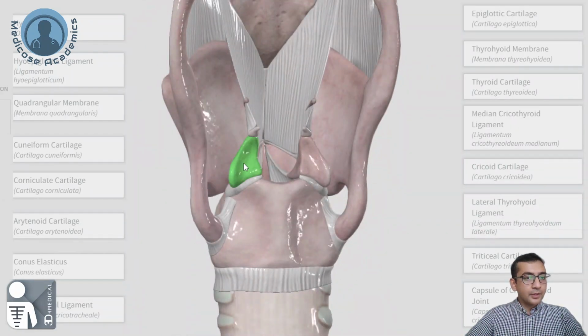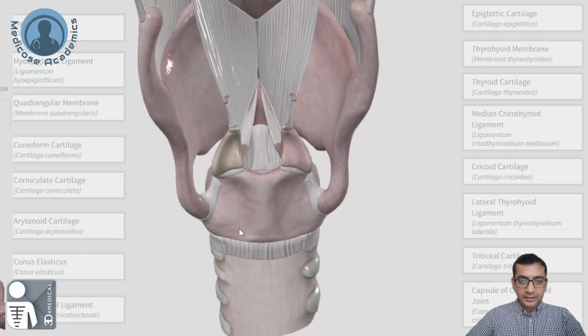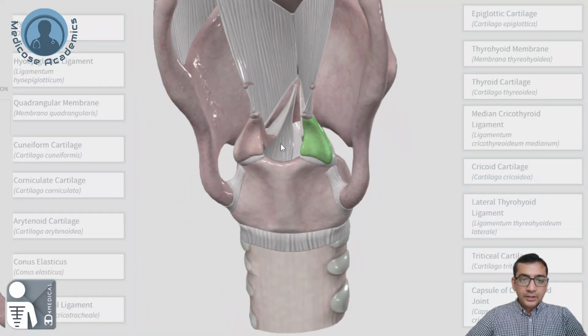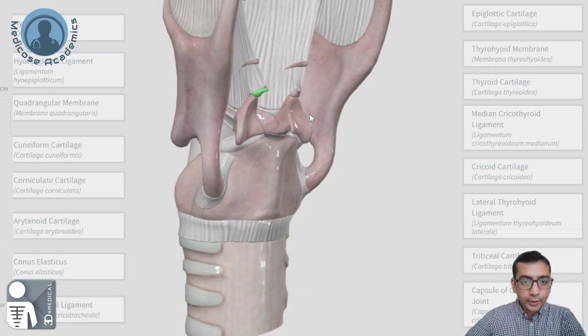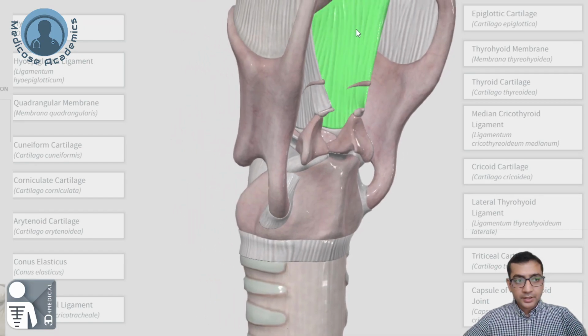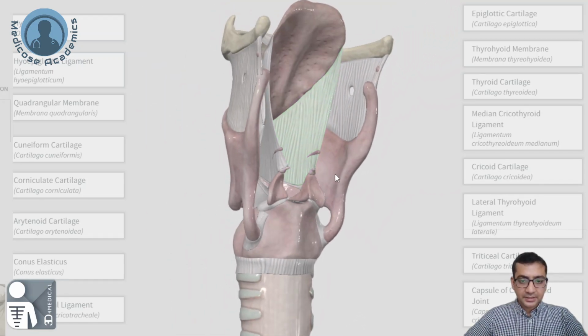This is a pair of arytenoid cartilages. These are triangular shaped cartilages. On the top of the arytenoid cartilages are the corniculate cartilages. They are present on the top of the arytenoid cartilages, this one and this one. These are corniculate cartilages, not attached with the rest of the cartilaginous skeleton. This is cuneiform cartilage. These are present in this membrane, the quadrangular membrane, membrana quadrangularis. We will be discussing it shortly. So these are the cartilages that are present here.